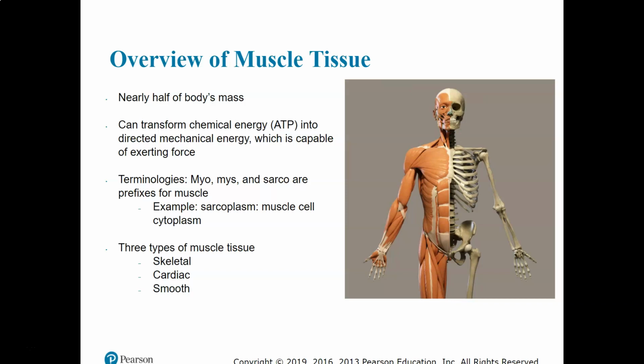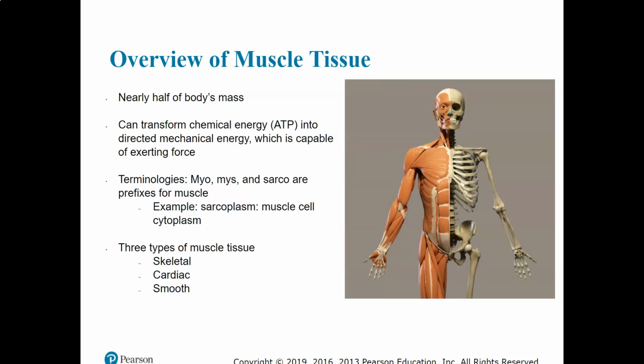When we talk about muscle tissue, we are going to be using the word parts myo, mys, and sarco. So if you see myo, mys, or sarco, like for example the sarcoplasm, which is what we call the cytoplasm inside of muscle cells, you know that we're talking about muscles.